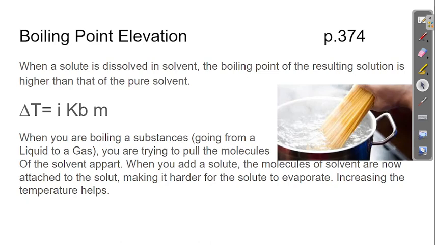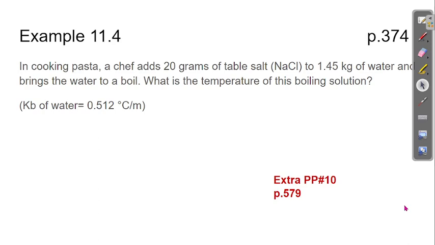And increasing the temperature helps. Okay? So that's why you need to know the formula and the reason why there's a boiling point elevation. Apply the formula to problems. Example 11.4, page 374. Let's see.